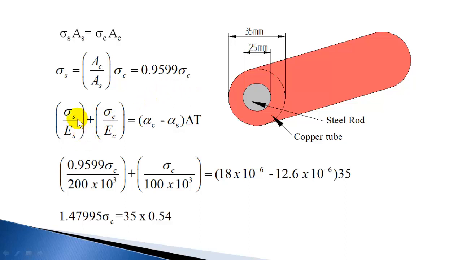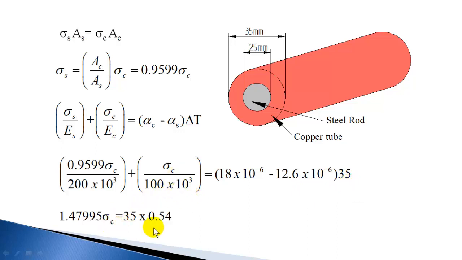Now you have the second relation: sigma S by ES plus sigma C by EC is equal to, here you should take the higher coefficient of linear expansion first, alpha C, since copper has the higher coefficient of linear expansion, so alpha C minus alpha S into delta T. Now sigma S we know in terms of sigma C, which I have substituted. ES is 200 into 10 raised to 3, 200 gigapascal, and sigma C. EC is 100 into 10 raised to 3, 100 gigapascal for copper. Alpha C is 18 into 10 raised to minus 6, and alpha S is 12 into 10 raised to minus 6. Delta T is 35.